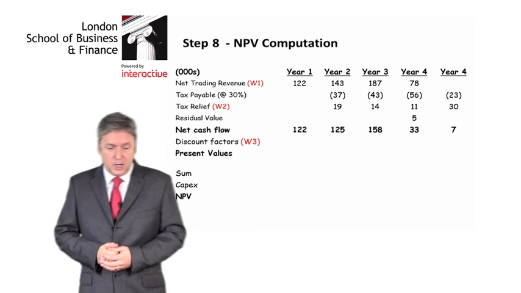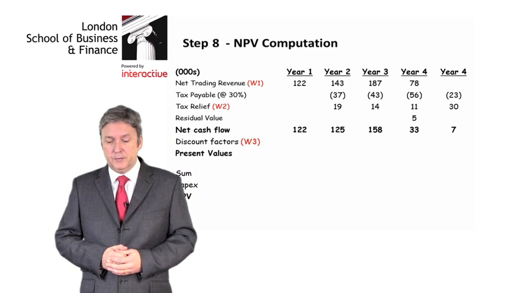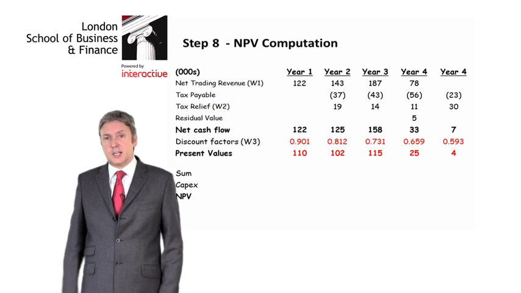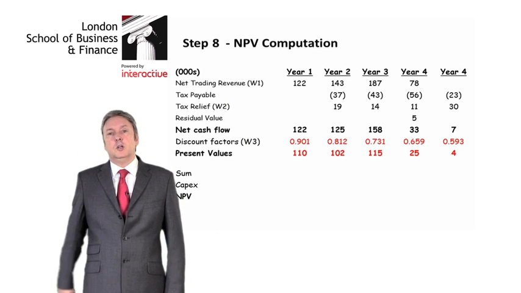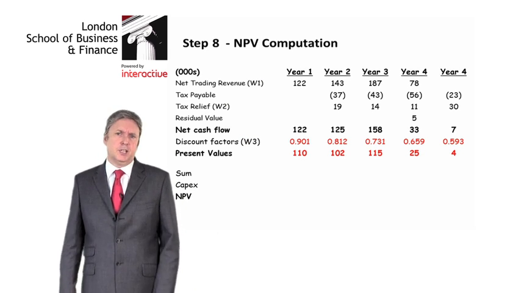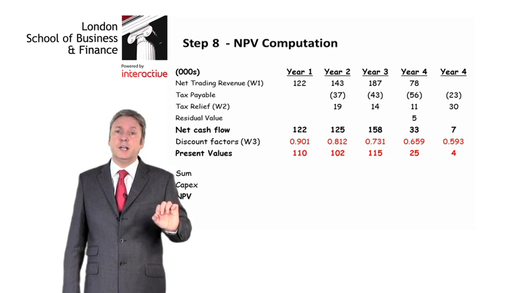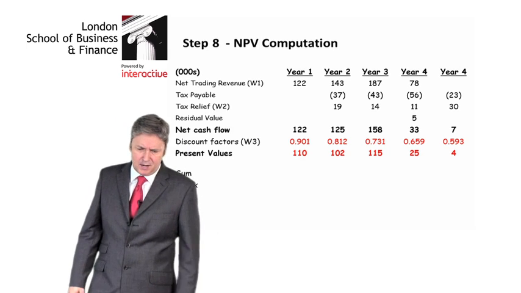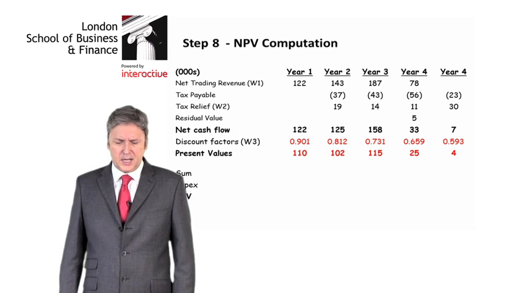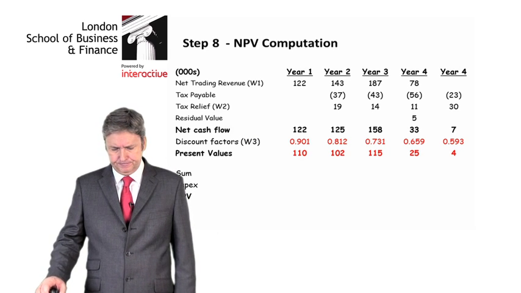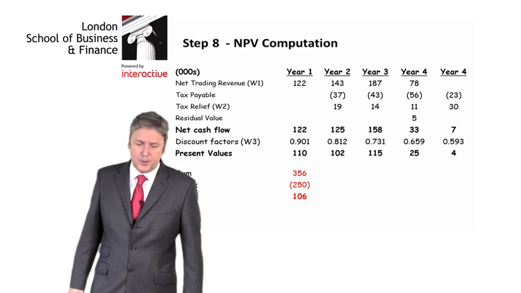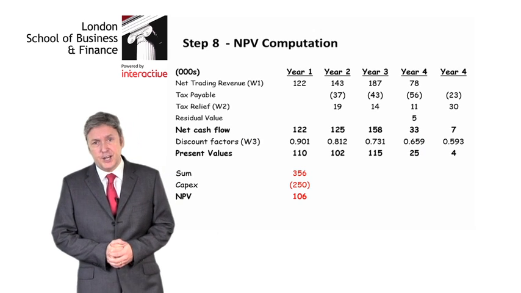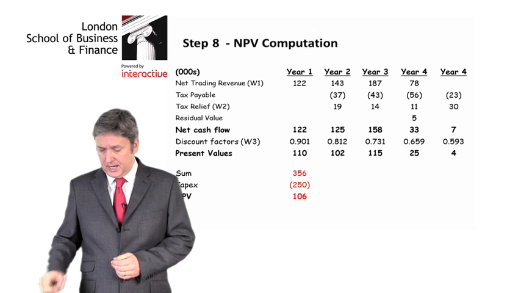So what we end up with are net cash flows for each of years 1 to 5. Then what we can do is to introduce our discount factors. If you remember, we had an 11% discount rate that we calculated. That was our money rate of return. So we get a mark just for slapping in the discount factors at 11%, and that gives us present values. Finally, we sum those present values and compare them to the capital expenditure. And that gives us a net present value of 106,000.